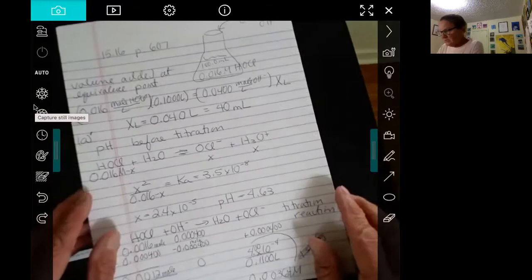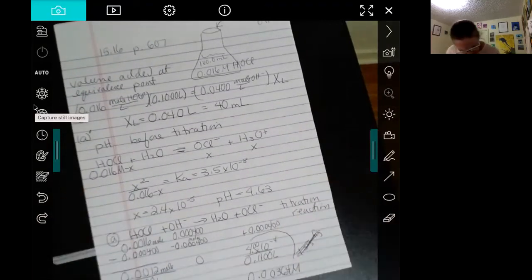So the next one, I had to pick one out of the text because they just don't have enough of these weak acid, strong base ones. So this is within the reading on page 607. So it's problem 15.16.